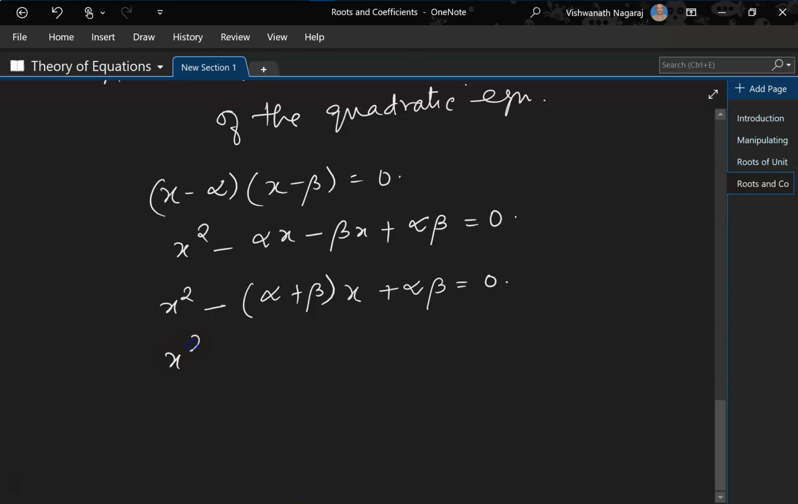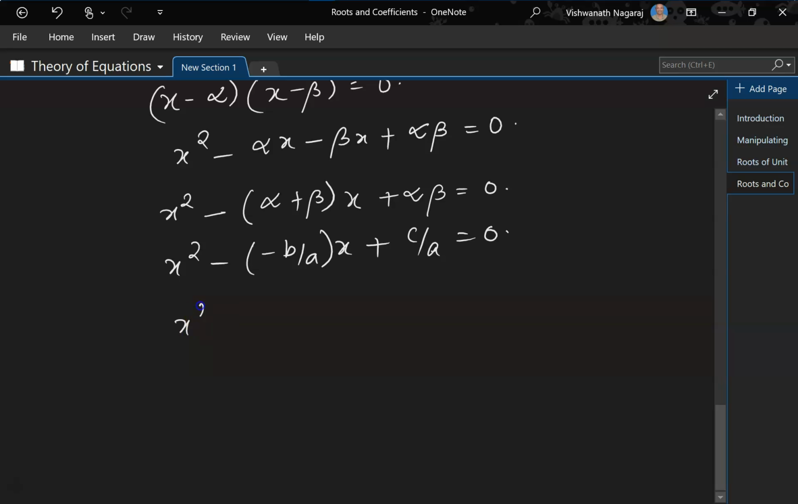Or in other words, remember we know the sum of the roots is minus b by a. We know alpha beta, the product of the roots, is c by a. So x square plus b by a x plus c by a equal to 0. Now we multiply throughout by a. What do we get? ax square plus bx plus c equal to 0. So we got back the equation.